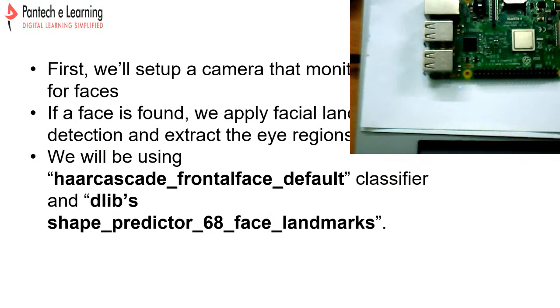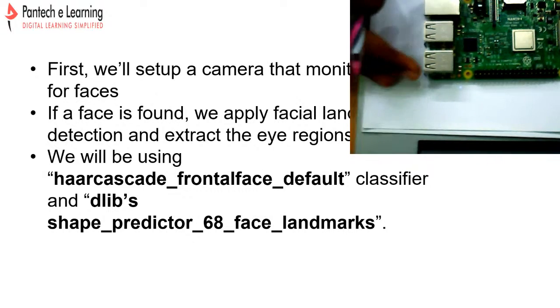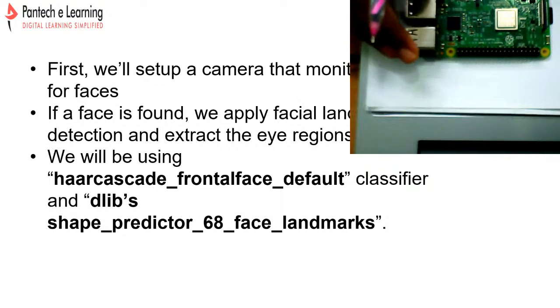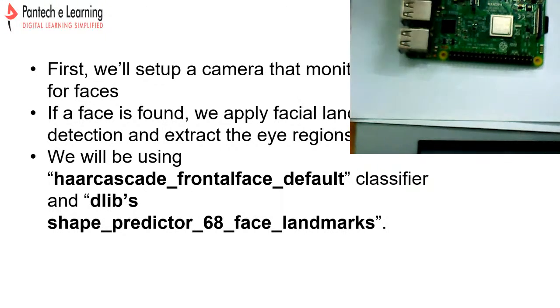And first we need to set up a camera that monitors the streaming face. This is the step-by-step process. We'll apply facial landmark detection and extract the eye region as well as the mouth region. So how is it going to be extracted? By using a Haar cascade classifier, the Haar cascade frontal face default XML classifier, and dlib.